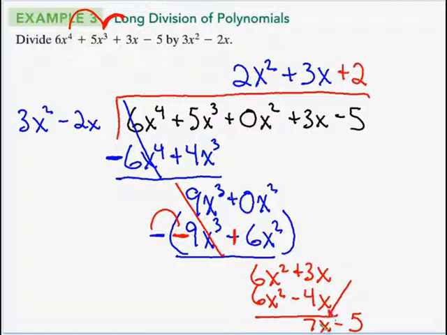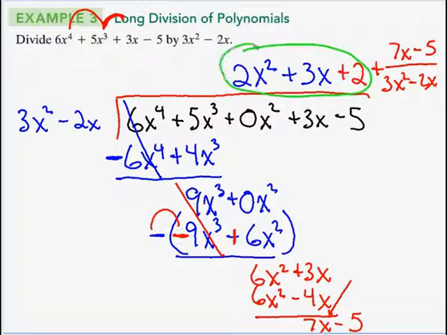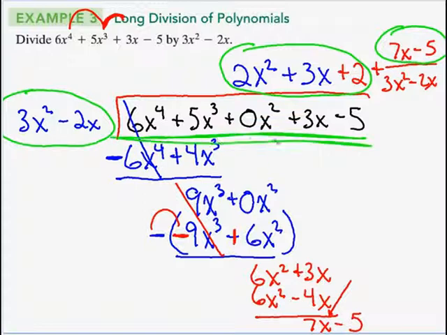Now, down here, our highest power is a 1, and our highest power up here is a squared, so this has to be our remainder. And also, there's no more terms to bring down. So it's going to be a plus the quantity 7x minus 5 over 3x squared minus 2x. And there we go. Again, what we've also found is this times this plus the remainder is equal to this.